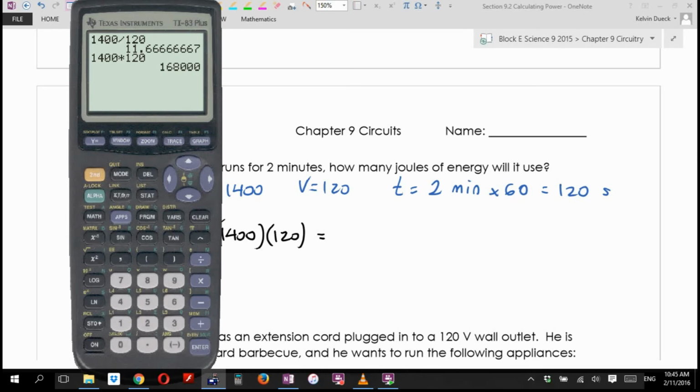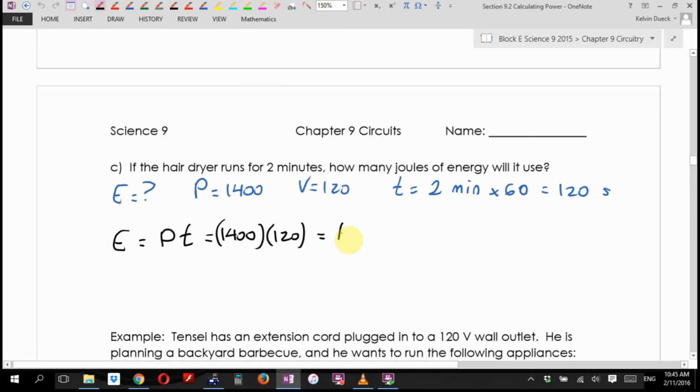Do you get that? 168 with 3 zeros? I think it's 168,000 joules. Or if you're lazy, 168 kilojoules, because doesn't kilo mean 1,000? This is why we start using the prefixes, because who wants to keep having all those zeros kicking around? Okay. So far, so good.